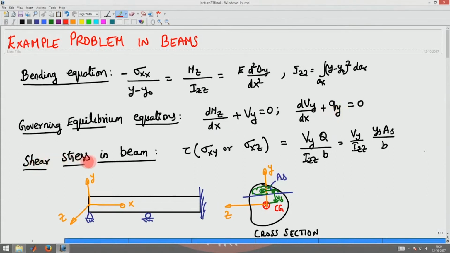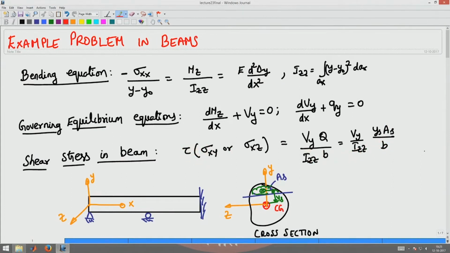We also saw that the shear stress in the beam is given by the shear force times Q by Izz times B, where Q is nothing but the area of the cross section up to the section point at which you are interested in computing the shear, the AS indicated in this diagram, times the distance of the centroid of this area from the neutral axis of the cross section. So, we saw that this is given by Ys times AS by B. This is the shear stress in the beam.